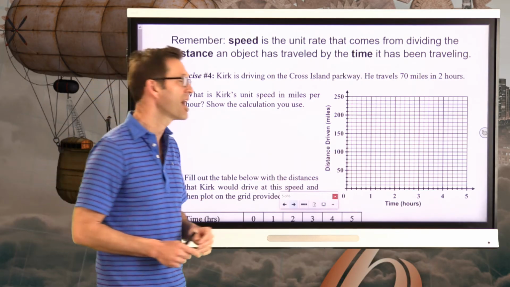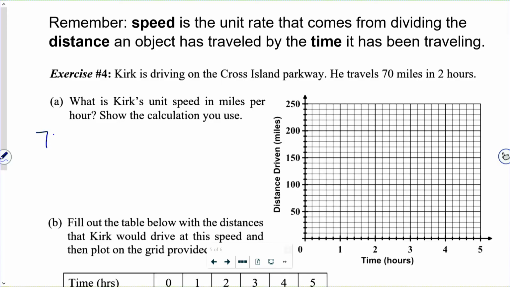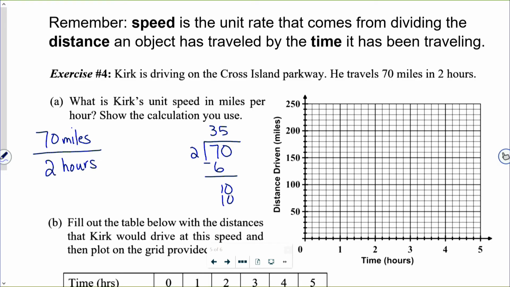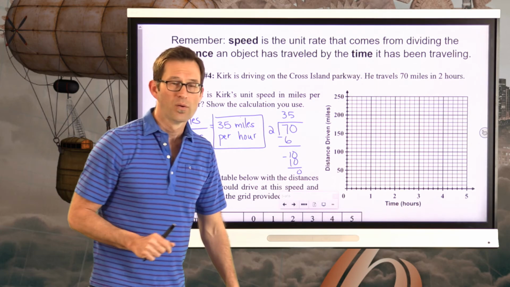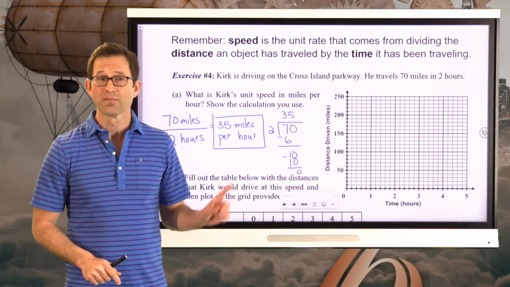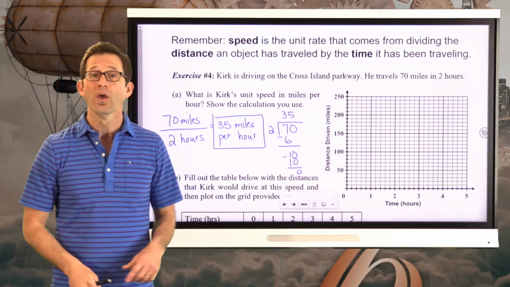All right, well I always like to see that ratio in fraction form. So we're going to have 70 miles divided by 2 hours. And again, if you can do 70 divided by 2 in your head, awesome. If not, you come over here and we get this, and that's going to be 35 miles per hour. Not very fast, but if you've ever been on the Cross Island Parkway, or really any kind of road on Long Island, this may seem like quite a fast speed to you. Anyway, so 35 miles per hour.